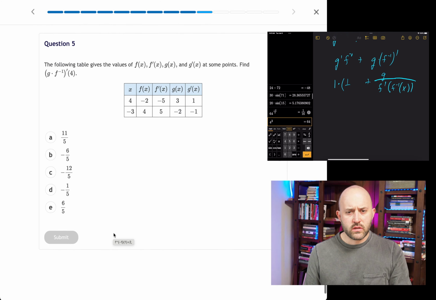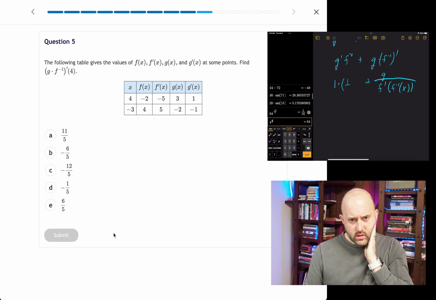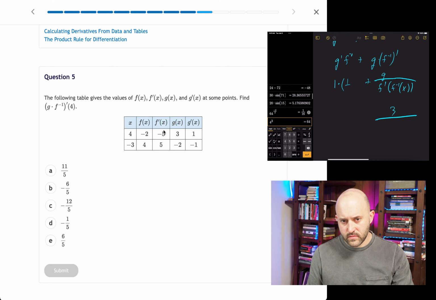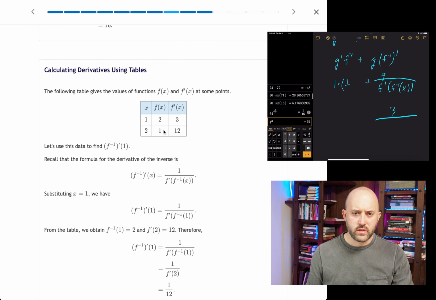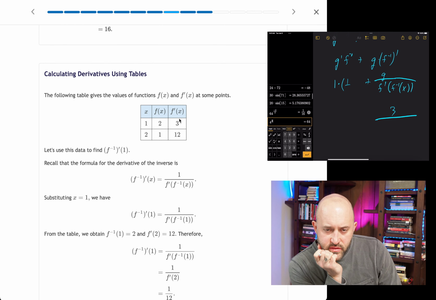So, okay, let's look back at this question here. Let's solve this part and then get going to it. The derivative of that 4 means that it's 3 over, start from the inside, f inverse of x, which is 4. Yeah, I'm missing something here. We have f and f prime. Use this data to find f inverse.